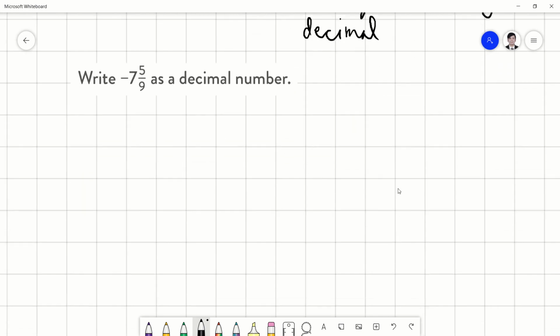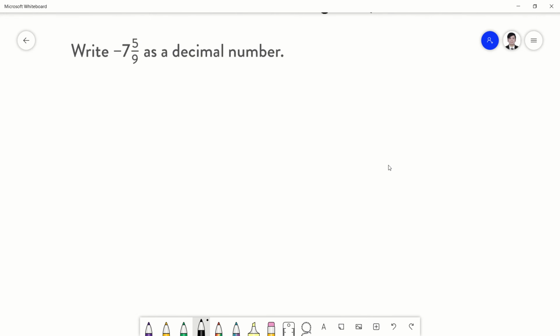Okay, let's try another one. We have here -7 and 5/9. But similar to our previous example, we cannot rewrite 9 into a certain multiple of ten, or even 100 or 1000, or higher than that, as long as it will not result in a multiple of 10. And at the same time, what is something new now, there is a negative sign in it.